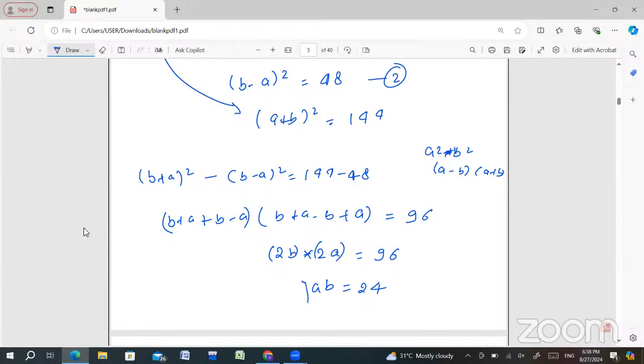Ma'am, no need to solve. Actually, the value is given. (a plus b) square is equal to 144, given, ma'am. I mean, we have calculated. Yeah, we can directly put the values, ma'am.